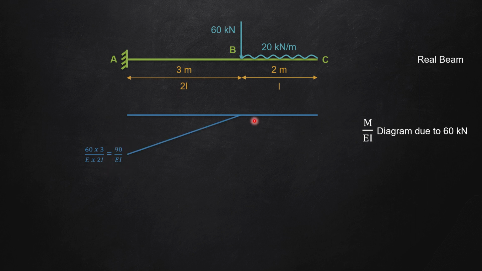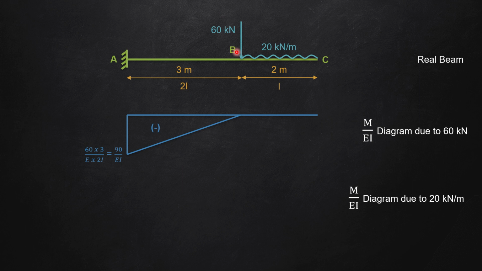So I can simply join from B, it was 0, to 90 divided by EI, and I can finish this diagram like this. And just see, since it is right of section clockwise, this will be taken as negative. So this is the M by EI diagram due to this 60 kilonewton only.